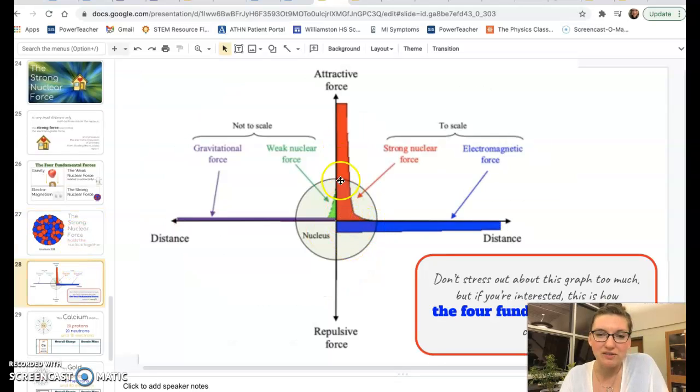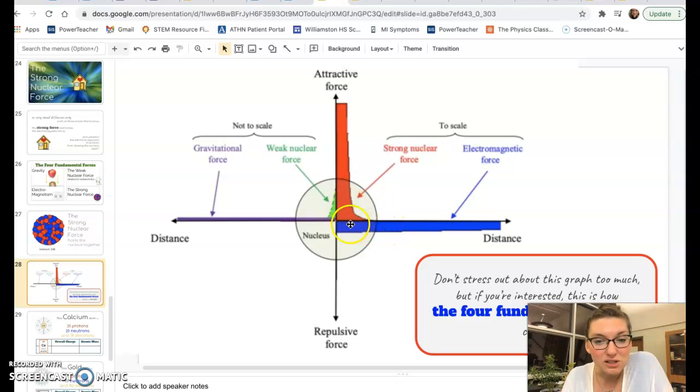So here's a graph of how these different forces work. You don't have to study this super closely. I just want you to have a visual of the difference between these 4 forces here. So to scale here, we have the strong nuclear force, which gets really, really strong the closer that those particles are. This circle here is showing the size of the nucleus of an atom. So that strong nuclear force, that attractive force, gets stronger and stronger the closer they are together. It just holds them tight there.